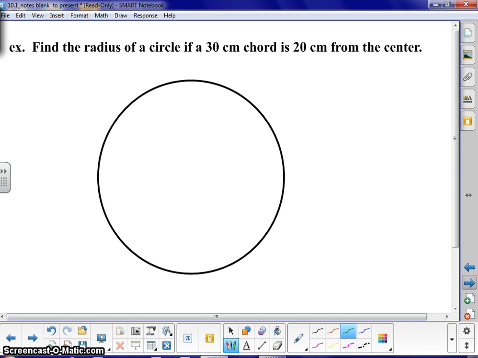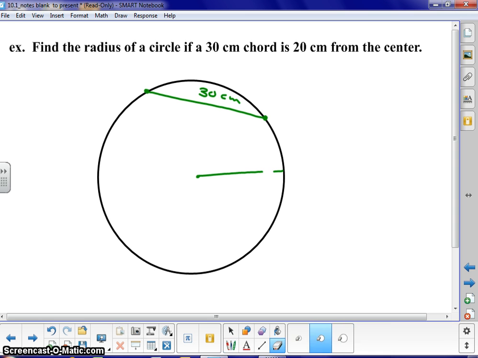Okay, the next one: if the radius of a circle, so let's write that down first, is 30 centimeters, and a chord is 20 centimeters. Now again, the chord is going to be straight. So already, just be careful with the wording. It says a 30 centimeter chord, and we all know that a chord's endpoints are going to be on the circle. So I'm going to call that 30 centimeters.